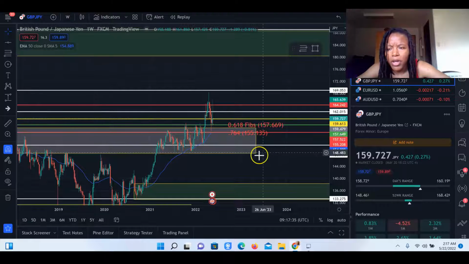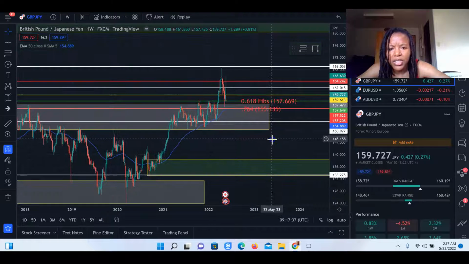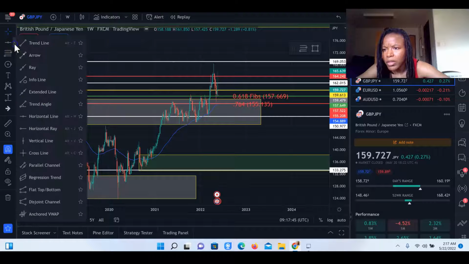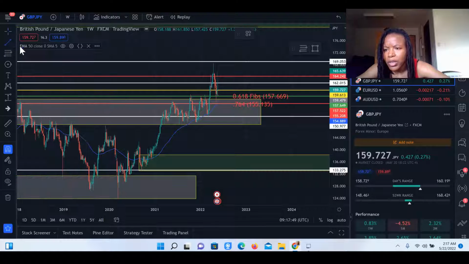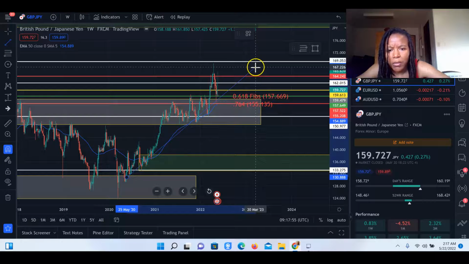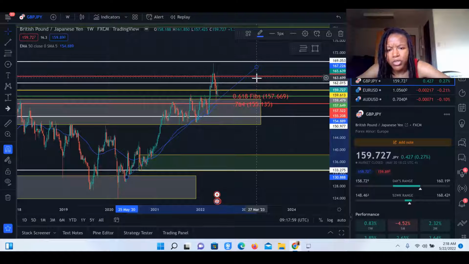So now on the weekly, we're trying to define the trend. So what is the trend? If we go over here, we're going to get the trend line tool and try to see what the trend is. If we start from here and go all the way up, we can roughly see that we are in an uptrend.